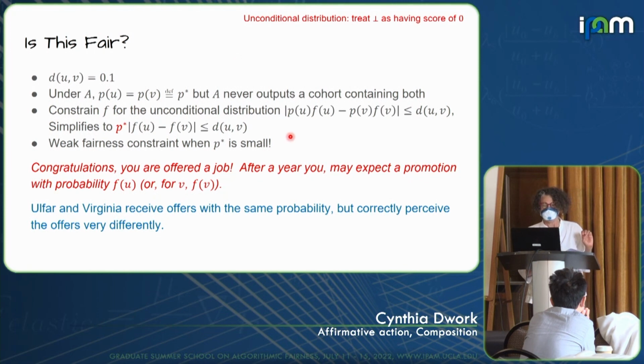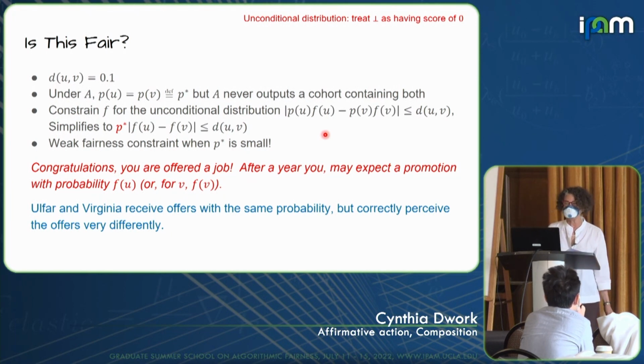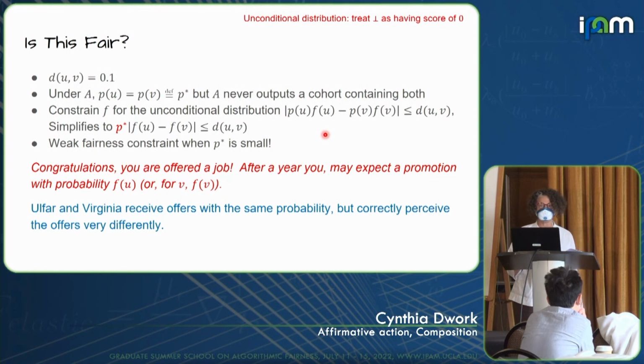Okay. And now we suppose that we want to constrain F for the unconditional distribution. So we're looking at the probability of U times F of U minus the probability of V times F of V, and we want that to be less than D of UV. This is now going to simplify because P of U and P of V are the same. It's going to simplify to some P star times F of U minus F of V. That has to be less than D of UV. And if P star is small, that's a very weak fairness requirement. And if you allow this, you can end up with situations that look like this.